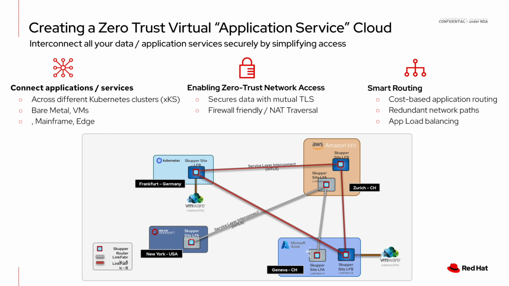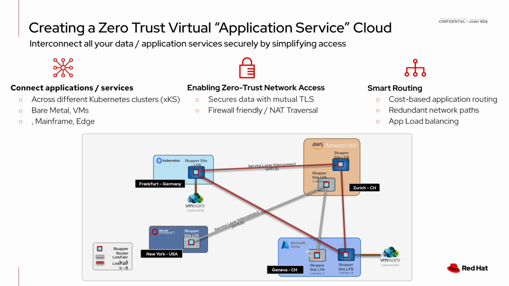It can connect applications and services. You can connect namespaces of different Kubernetes clusters, and you can get services outside the cluster seen as a service within that Kubernetes namespace. It secures data with mutual TLS, is very firewall friendly, and can do NAT traversal. I'll show you today I've got a database behind a NAT where I'm enabling that to become a participant in a Kubernetes namespace. It also has smart routing, so it doesn't just establish one-to-one network connectivity.